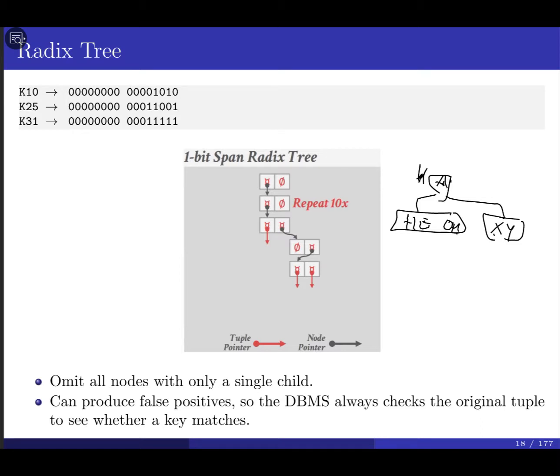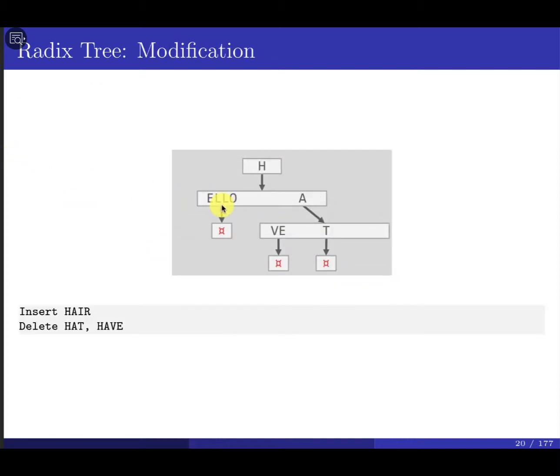Since I'm going to omit all the nodes with only a single child, in this case you may have multiple values stored in the same node, for simplicity. So something like this. Hello, jump to H, hello goes this direction, hat goes this direction, have goes this direction. Anyway, if you try to insert H, A here, I can't insert this one, but here I can add I and R and a pointer to where the data can be stored on disk.